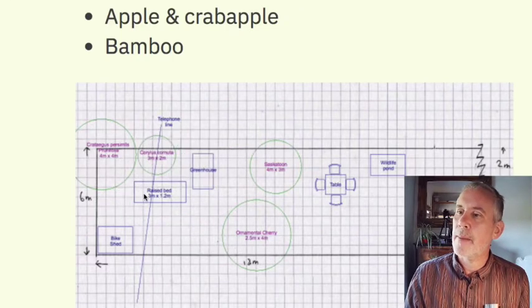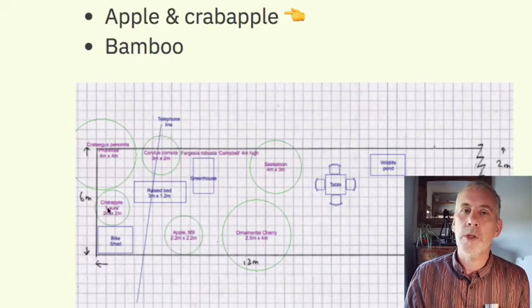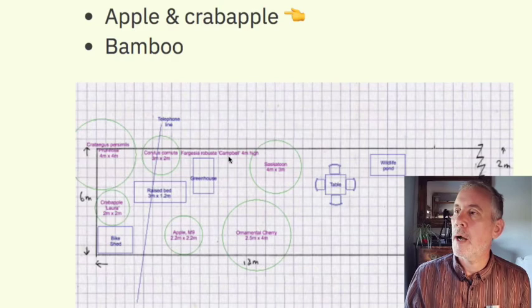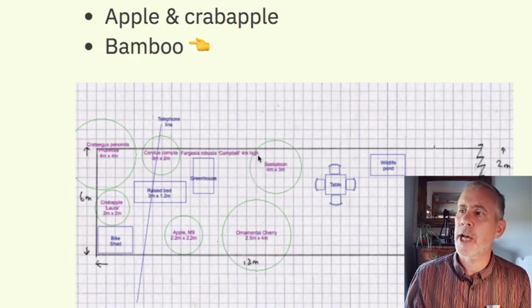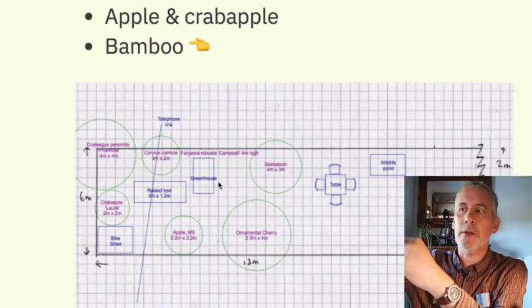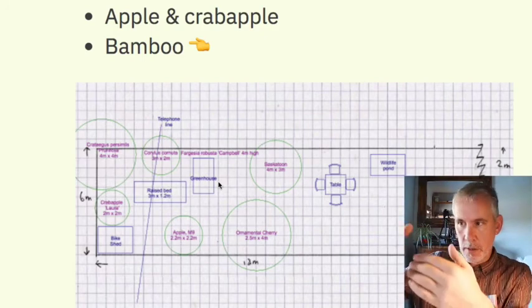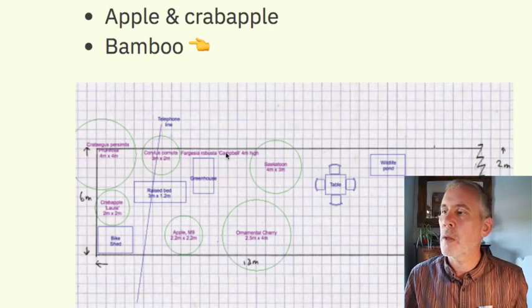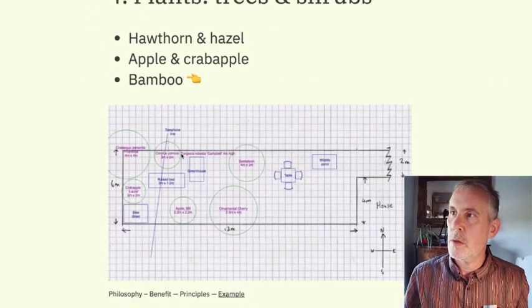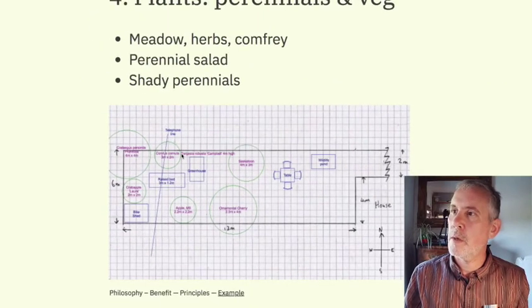And then apple and crab apple. They're smaller. There's a dwarf crab apple called Laura, and an M9 rootstock for an apple, and a bamboo, which is a non-creeping one, still put in a container along the back, so that's 4 meters high. So that's on the north boundary for the bamboo. Smaller trees on the south boundary. Okay, this is quite difficult.